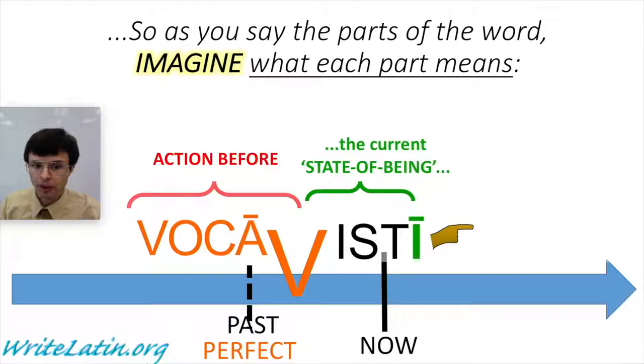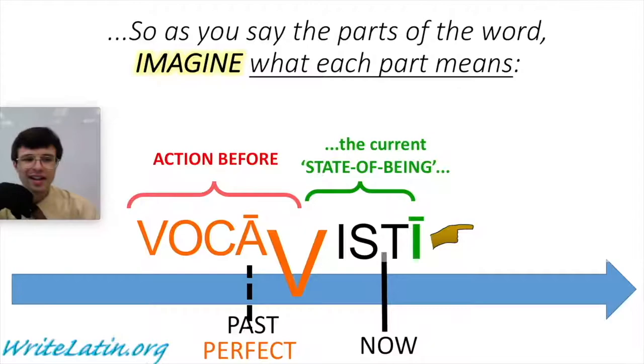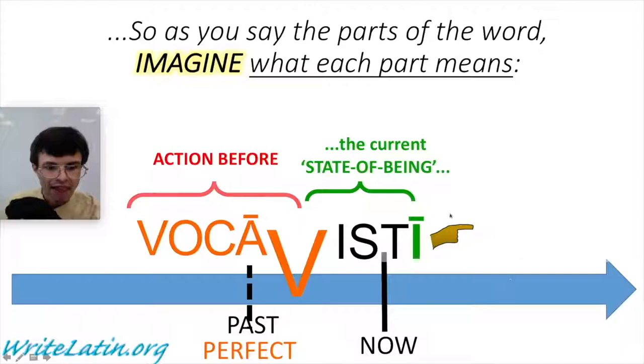So, therefore, as you listen to a perfect tense verb like this one, imagine what each part of the word means. V at the end of the stem or the stutter suggests a separation, a fence, a hiatus. The stem itself suggests action before, and the ending is going to suggest the current state of being now. And notice here, these endings are really dry. They're not like ego. They have this crinky sound, isti, which kind of lets you know that there's no life in them, and they're only reporting about the real life back in the past. So these endings are going to be like a dry tree that has no leaves on it.